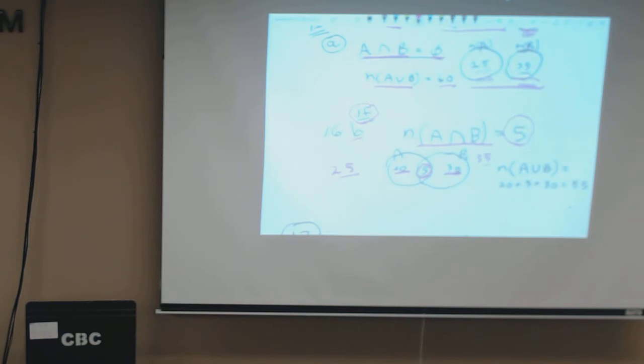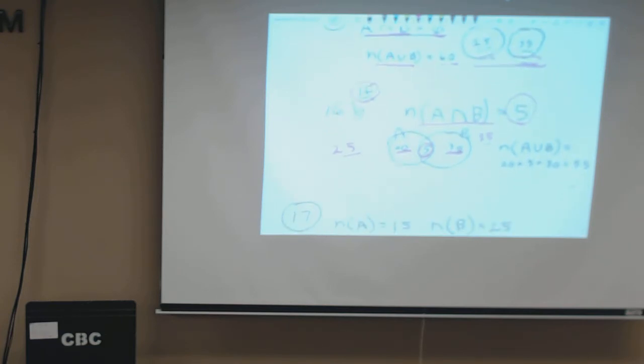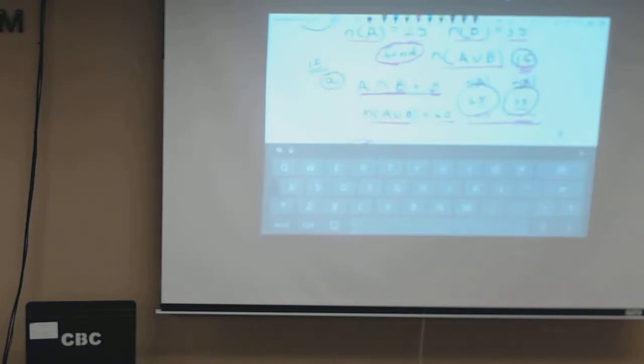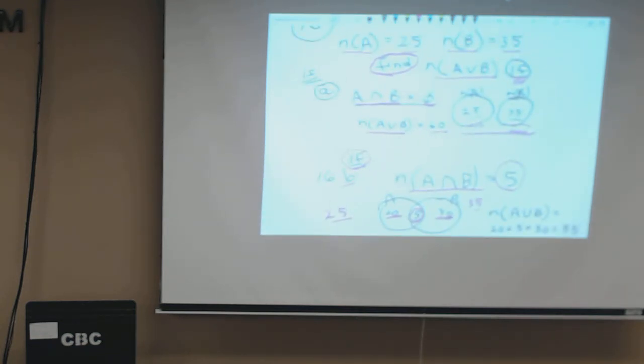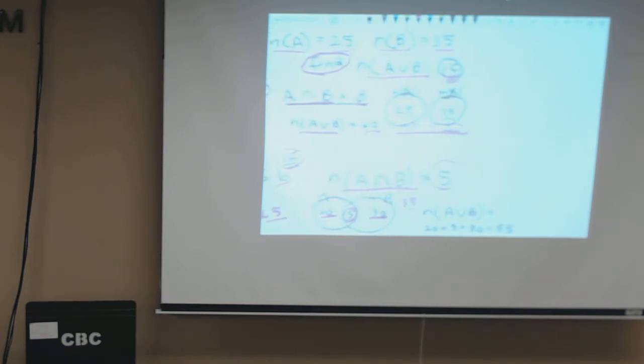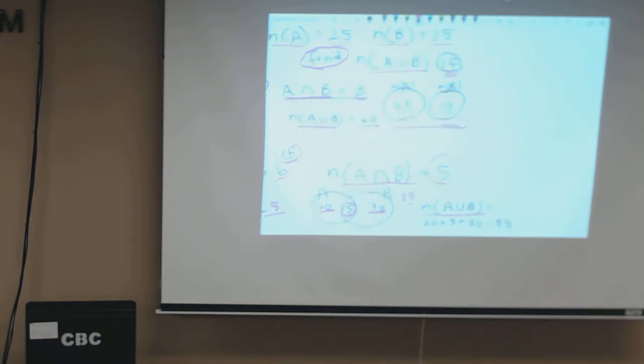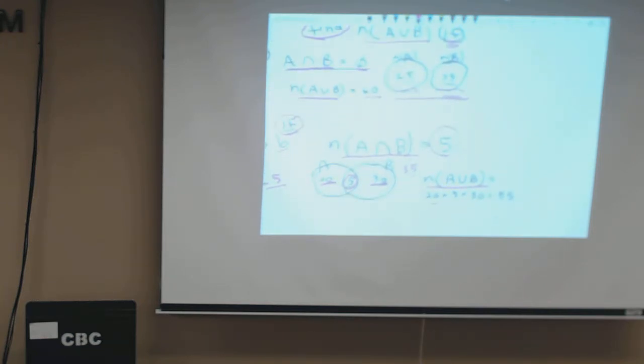So now, what am I supposed to find? Oh, find the union. So now I'm supposed to find the number of elements in the union of A and B. So that would be 20 plus 5 plus 30. And that would be an answer of 55. Okay?